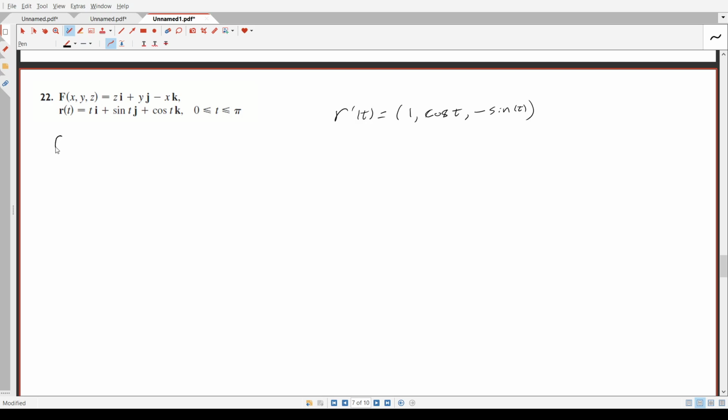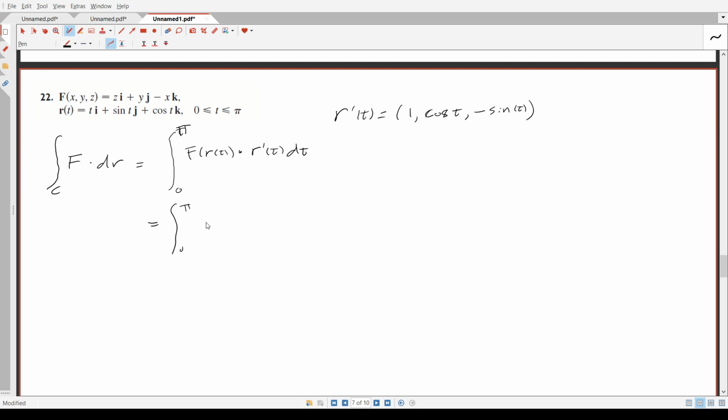So I want the integral, and it tells me t goes from 0, well, let's just put C, F dot dr. So that's going to be the integral from 0, sorry, not 0 to t, 0 to pi, of F of r of t dot r prime dt. Okay, so let's actually write this out. So we integrate from 0 to pi.